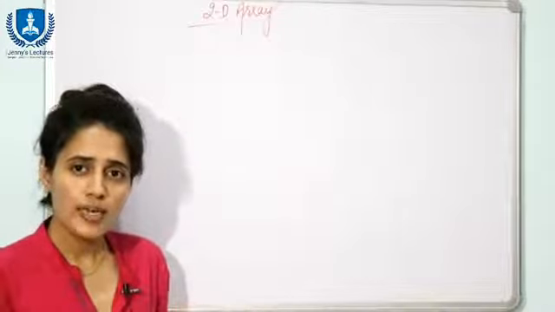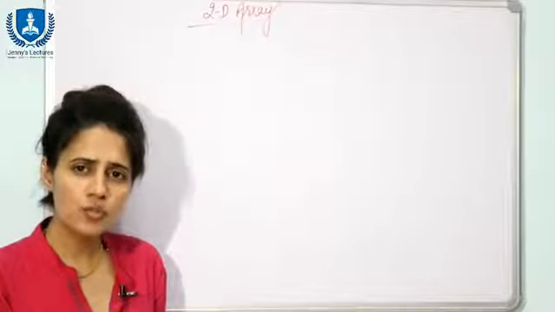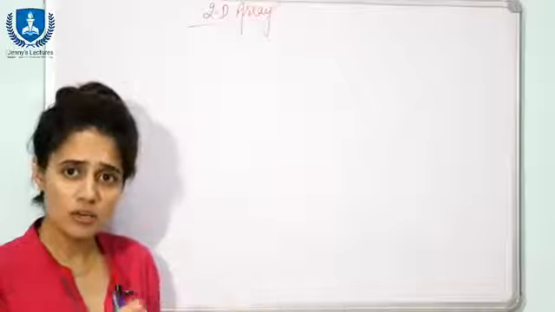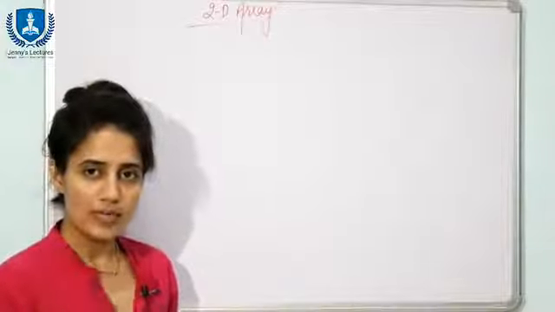If you know how a 1D array can be declared, initialized, and how 1D arrays are represented in memory, then it would be easy for you to understand all these things about 2D arrays. So first of all, we will see how to declare a 2D array.